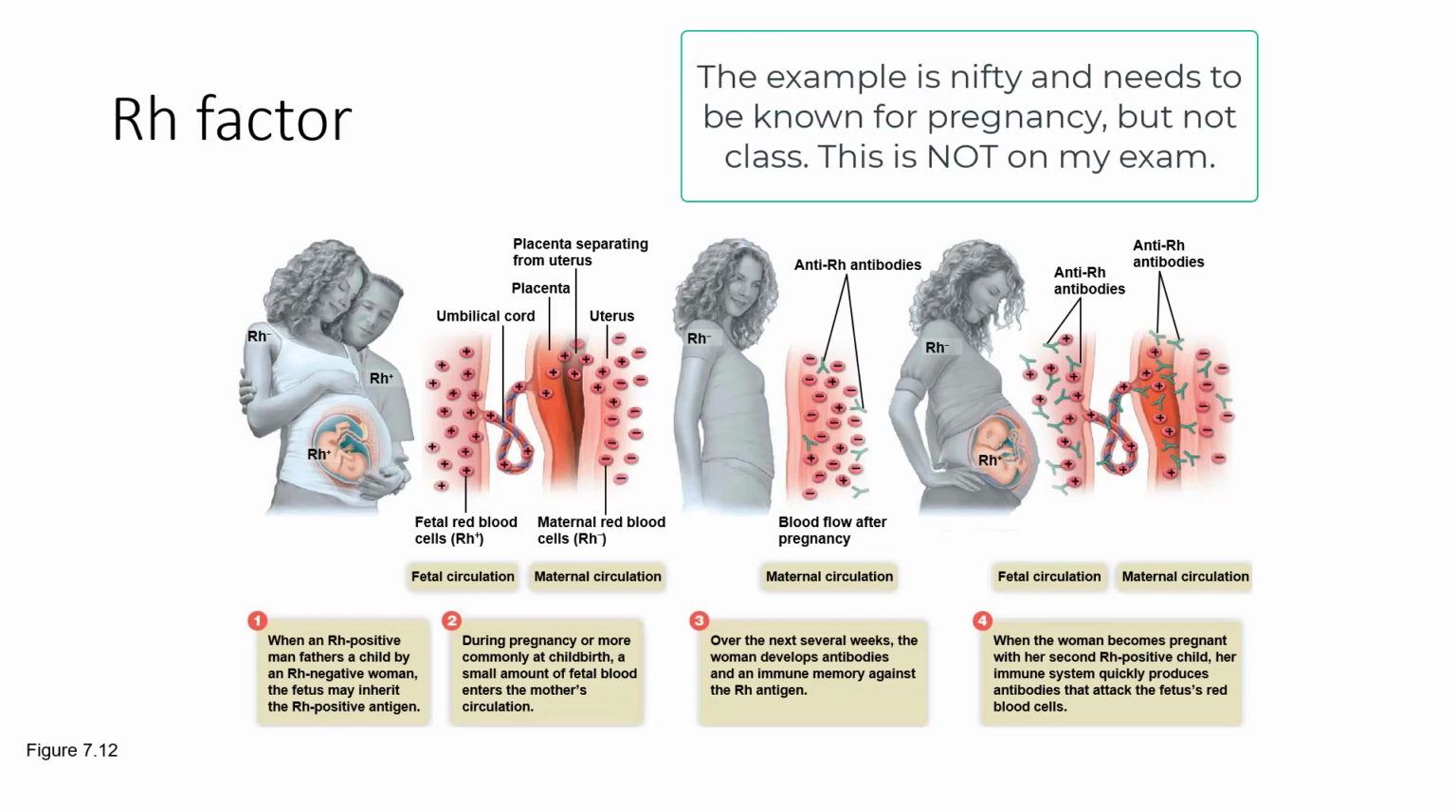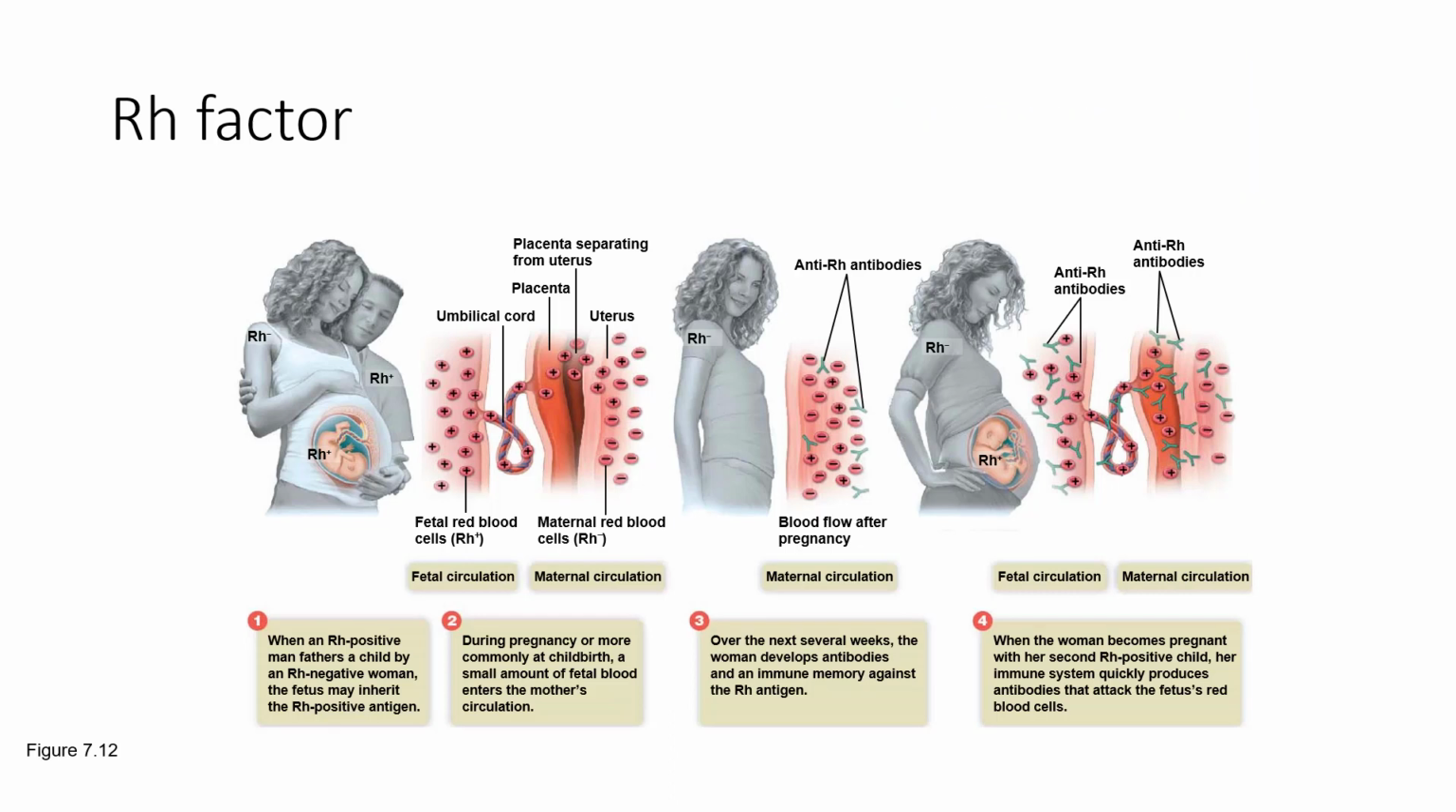A special thing with the Rh factor that will not be tested in this class, but should be generally known for those going into prenatal care, is this: if you have two individuals, let's say Greg and Shirley here, and Shirley is Rh negative, but Greg is Rh positive, Greg's baby will then be Rh positive, because if you have even one copy of the positive antigen, you will be positive. So Greg and Shirley's baby is Rh positive.